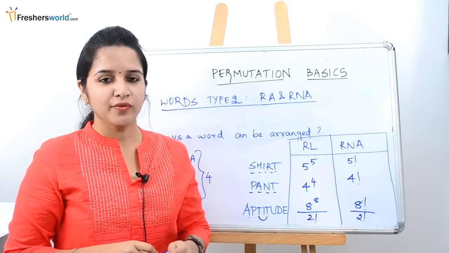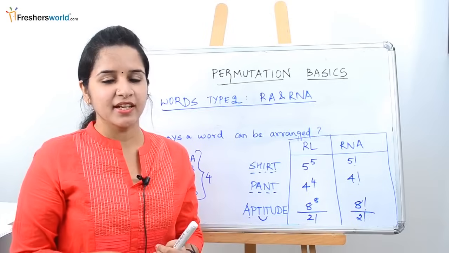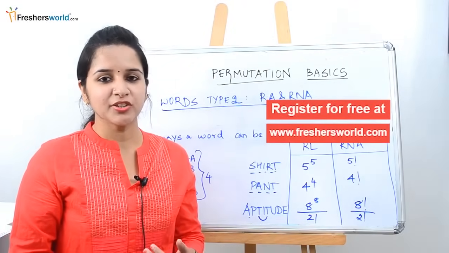In this video, we dealt with two types of permutation problem. One is repeated letters and non-repeated letters. The other type of sum is repetition allowed and repetition not allowed.